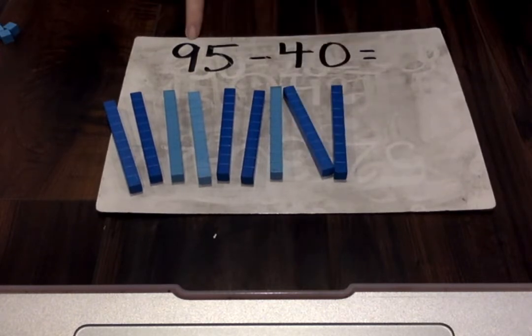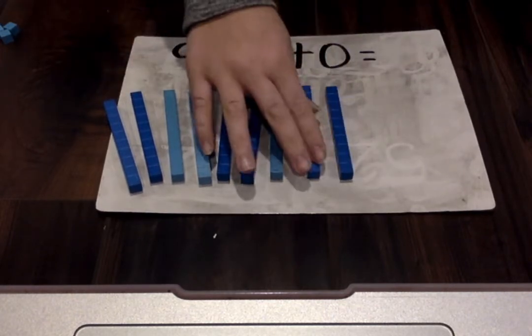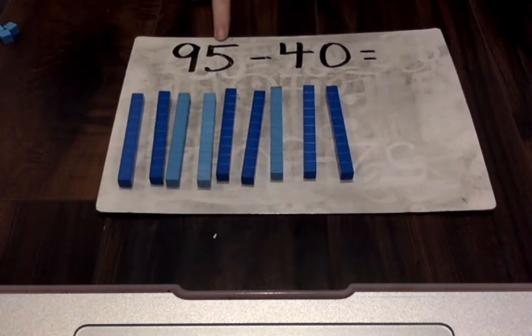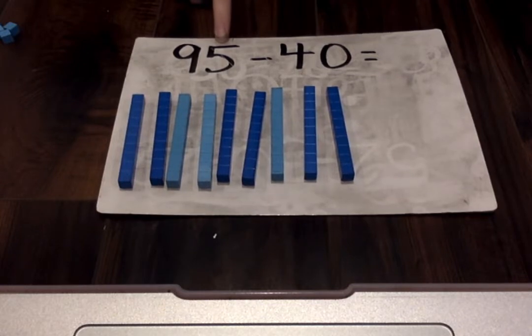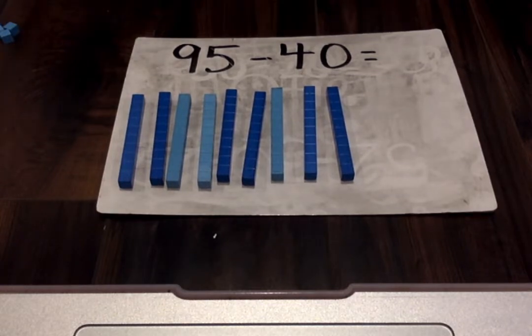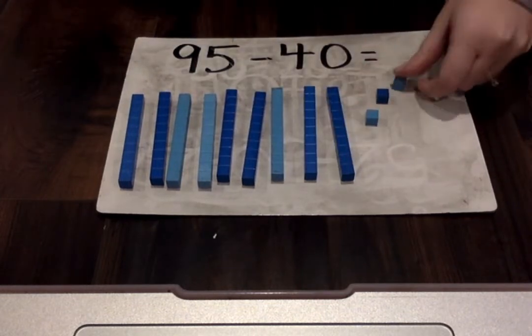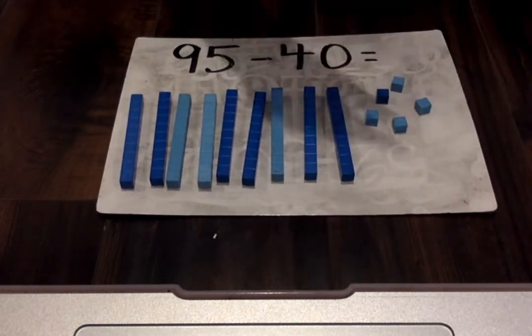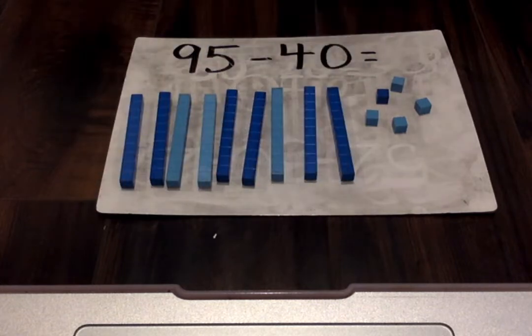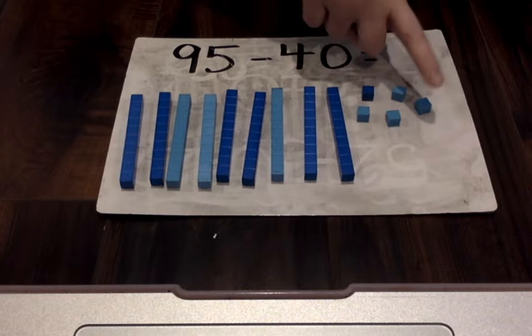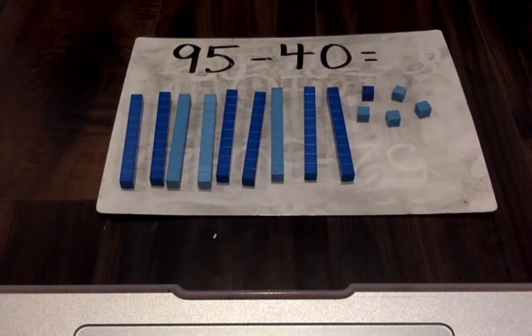There's a 9 in the tens place, so I have 9 tens blocks. That makes 90. Now I see that there's a 5 in the ones place. So how many ones blocks am I going to need? 1, 2, 3, 4, 5. 90, 91, 92, 93, 94, 95.